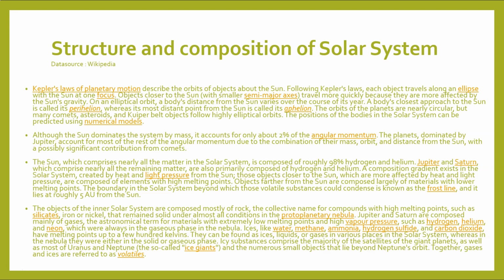Jupiter and Saturn are composed mainly of gases, the astronomical term for materials with extremely low melting points and high vapor pressure such as hydrogen, helium, and neon, which are always in the gaseous phase in the nebula.